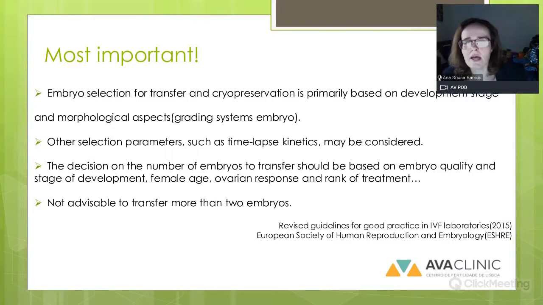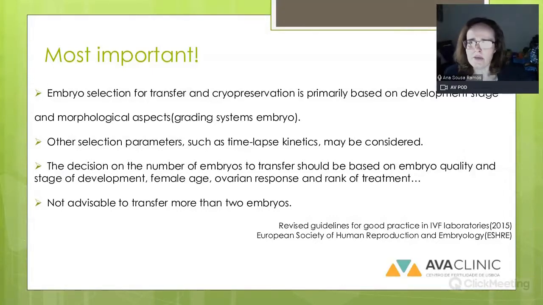For that reason, I give you these notes published by ESHRE, the European Society, in 2015. What's more important to keep is that embryo selection for transfer and cryopreservation is still based mostly on morphology aspects. If you have time-lapse, of course, it's morphology and genetics together, okay? Of course, a lot of new parameters are being developed with oxidative stress, fluorescence, what we call the environment where the embryos are, the glucose, a lot going on.